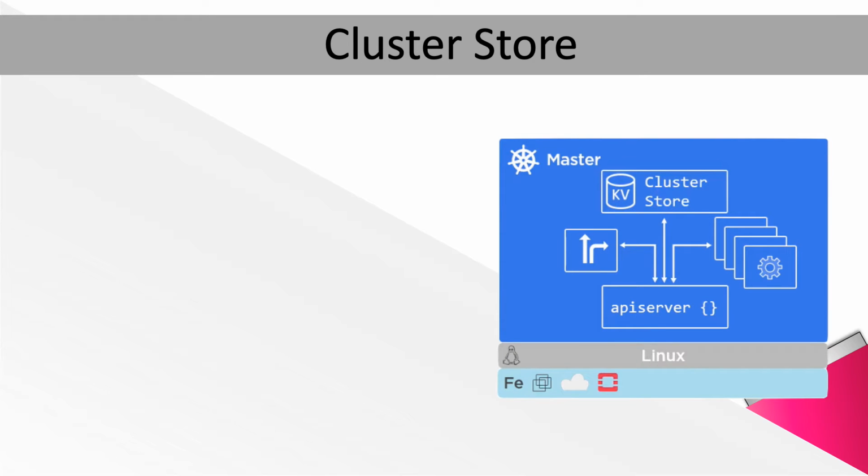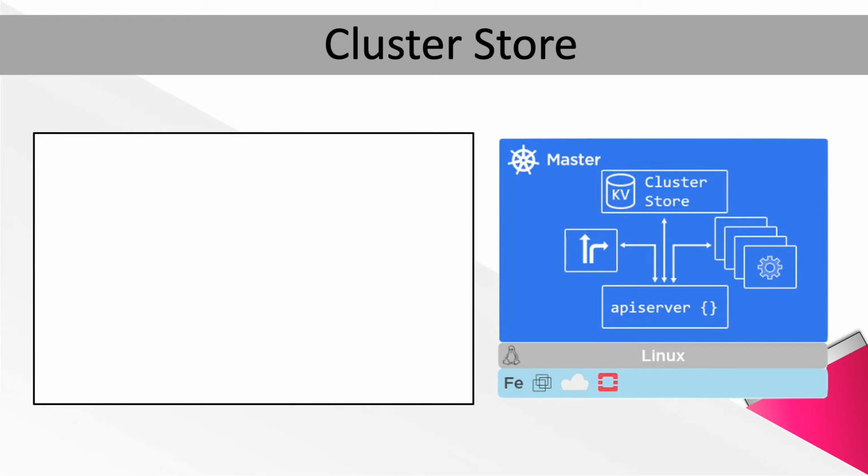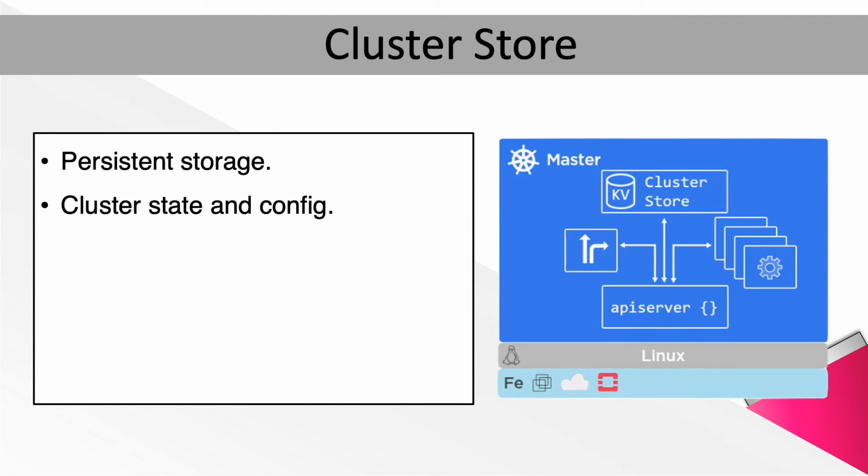Then there's the cluster store. Now, if the API serves as the brains of the cluster, then the store is definitely its memory. So the config and the state of the cluster gets persistently stored in here. Right now, it's etcd. Yes, there's been talk like forever about there being other options, but right now etcd is where it's at. What's etcd, you ask?